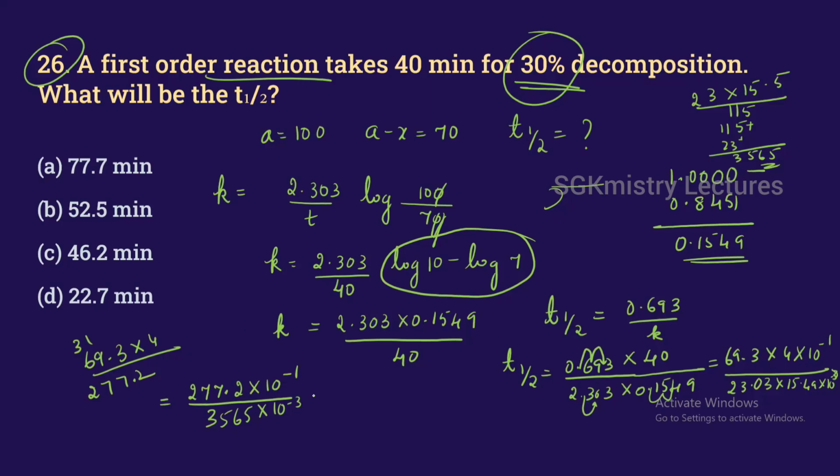So 277.2. When you shift the point and do the calculation by division, you get 0.77 into 10 to the power of 1 as the answer. Because when you shift 1 point, this becomes minus 2. And when you take minus 3 above, you get 10 to the power of 1. Then you get the answer as 0.77 into 10 to the power of 1, which is 77.